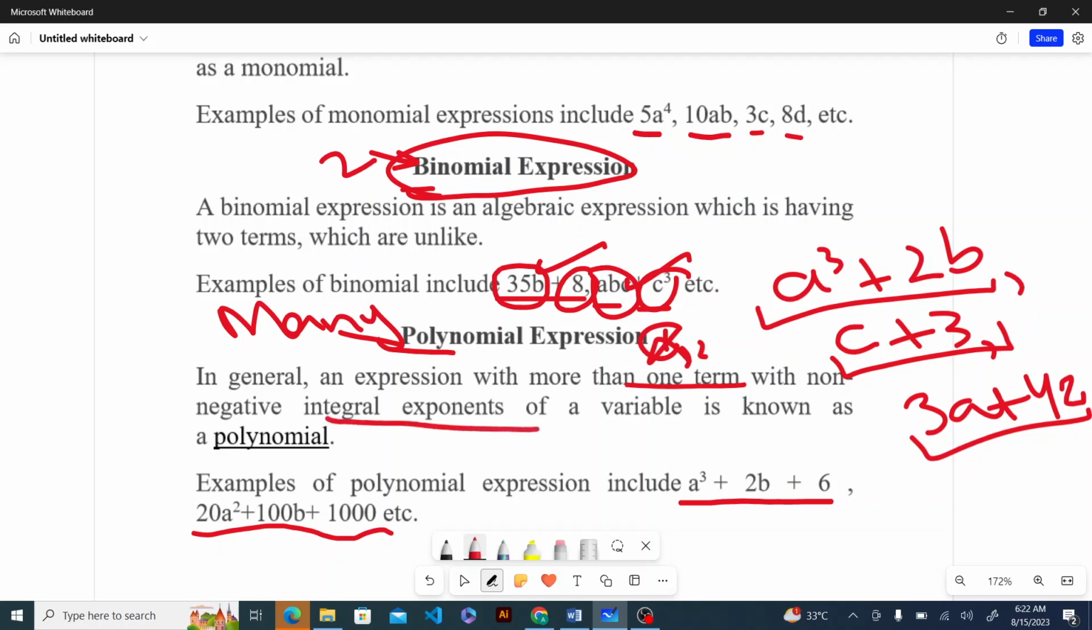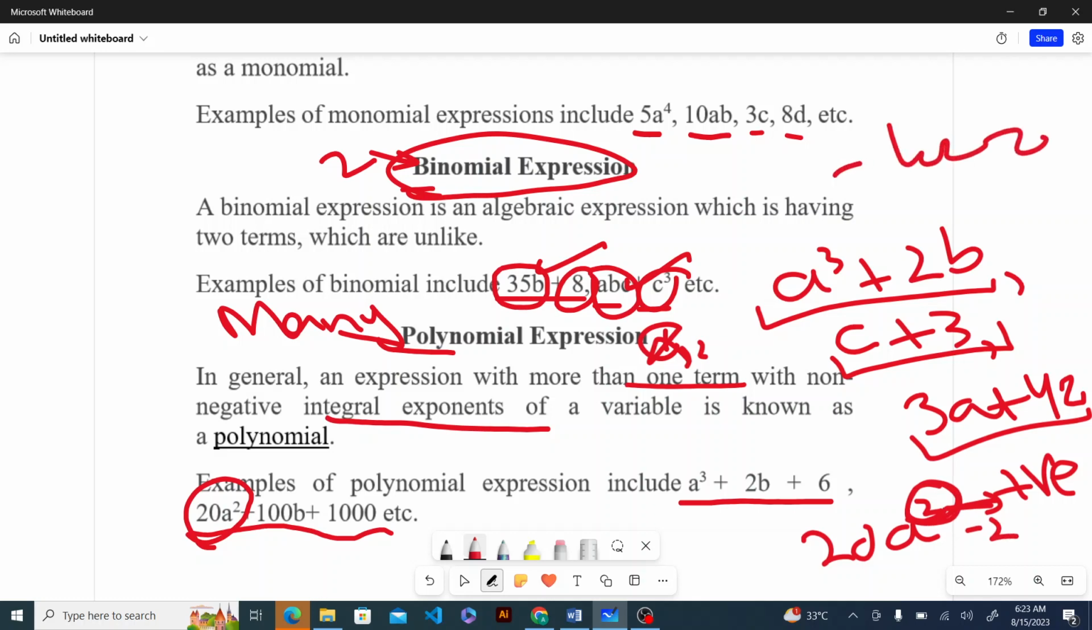Non-negative integral exponent means that if there is a variable like a square in it, 20a square, so this exponential power should be positive only, it cannot be negative. If this exponent is negative, like -2 or -1000, then that will not be called polynomial expression, because there is a condition in polynomial expression that it should have more than one term, and then with non-negative integral exponent of a variable. Okay, so these were some examples of polynomial expression.